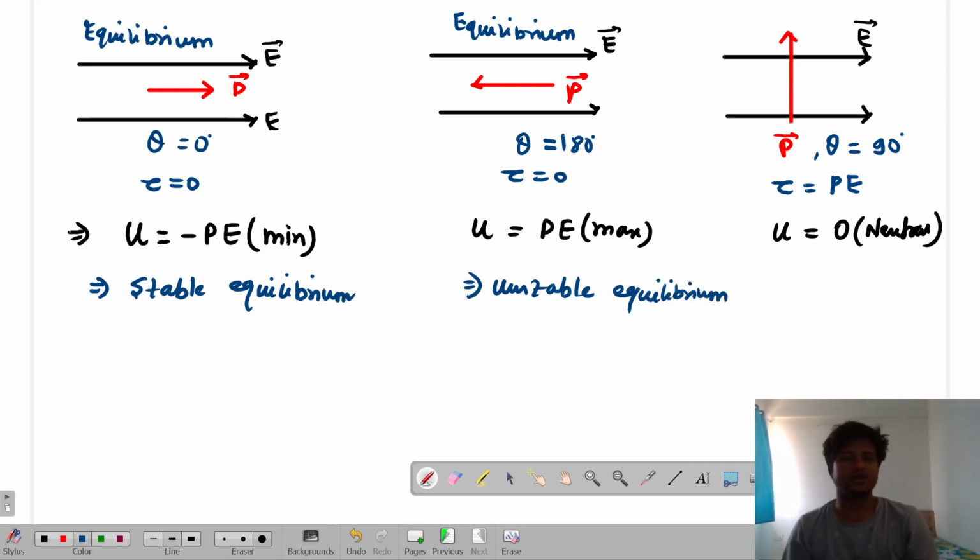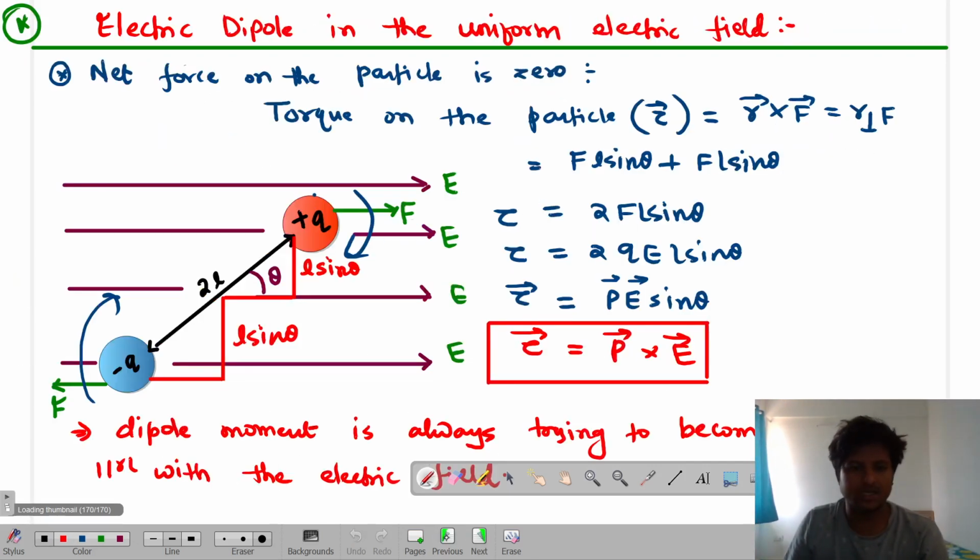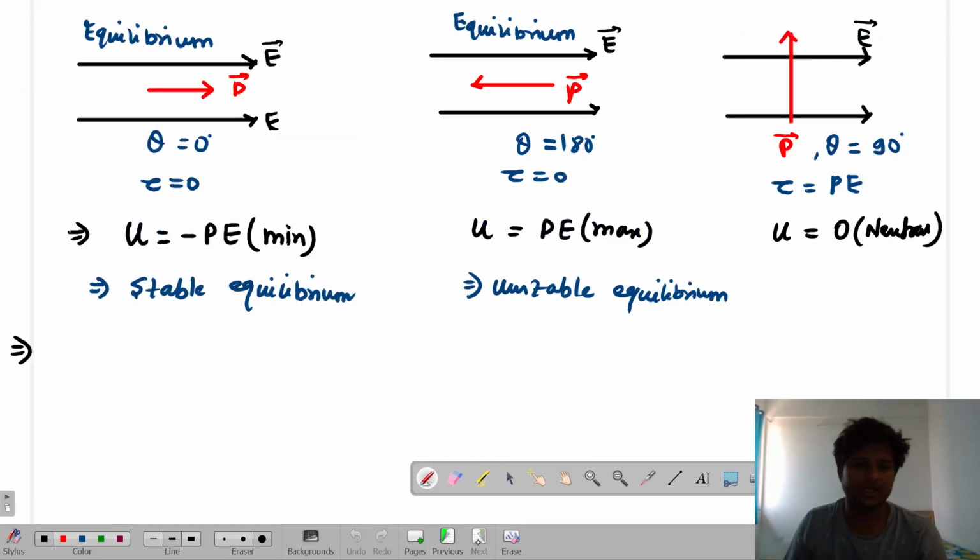So that means what is the condition? Which is the most appropriate condition for the dipole? The dipole will always try to go into that equilibrium which is a stable equilibrium, isn't it? So earlier I told you that the dipole is always trying to become parallel with the electric field. That means the dipole will always try to come into this first configuration, not into this second configuration. Is that clear or not?